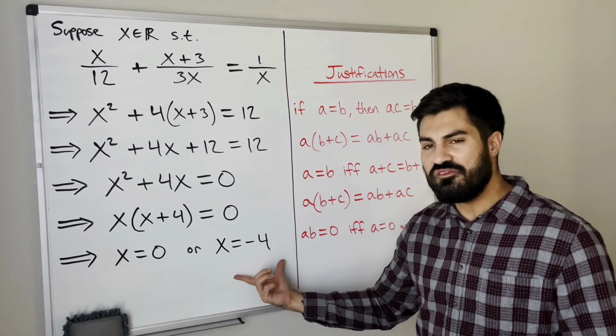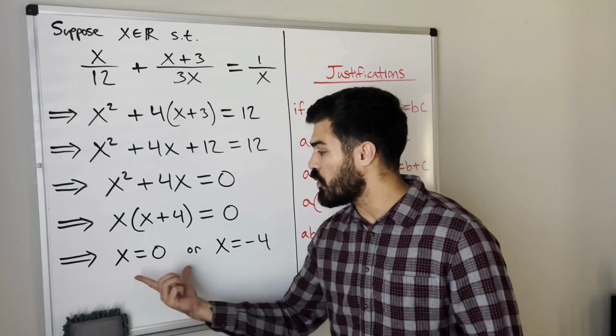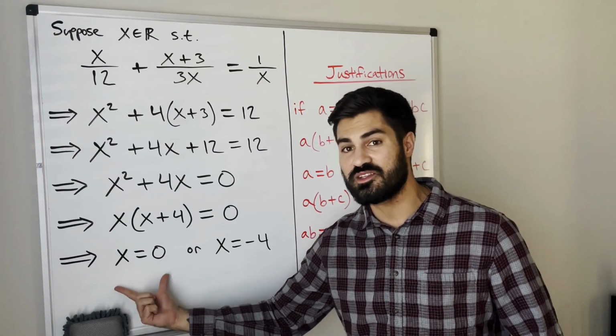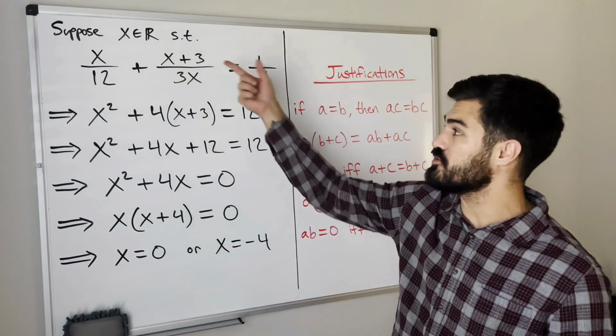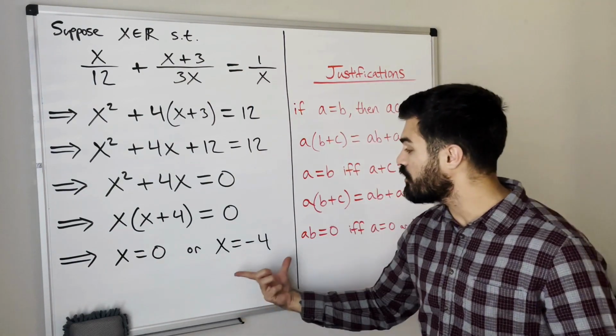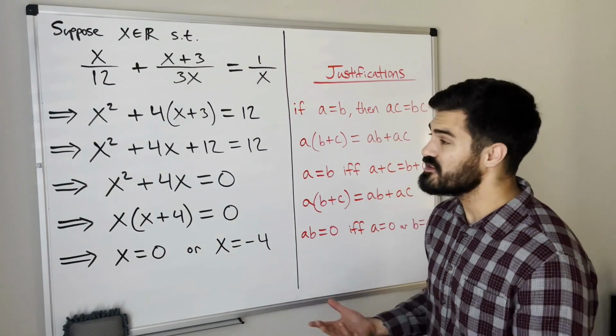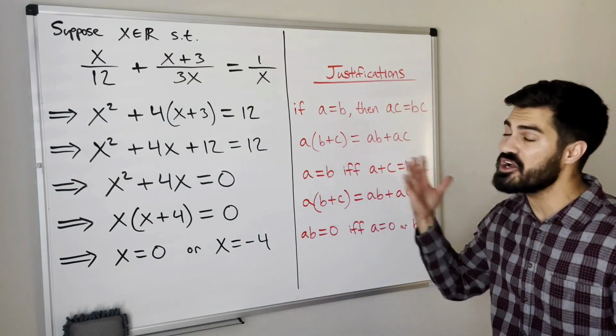But I feel like we often don't do the best job of explaining why sometimes these extraneous solutions occur. Like in this case, this x equals 0 is not a solution to this original equation, although -4 is. Why does that occur? And I think this can be explained using this deductive perspective.